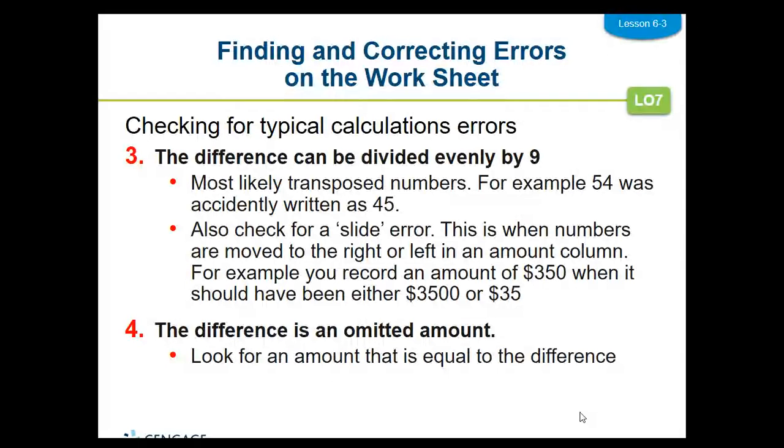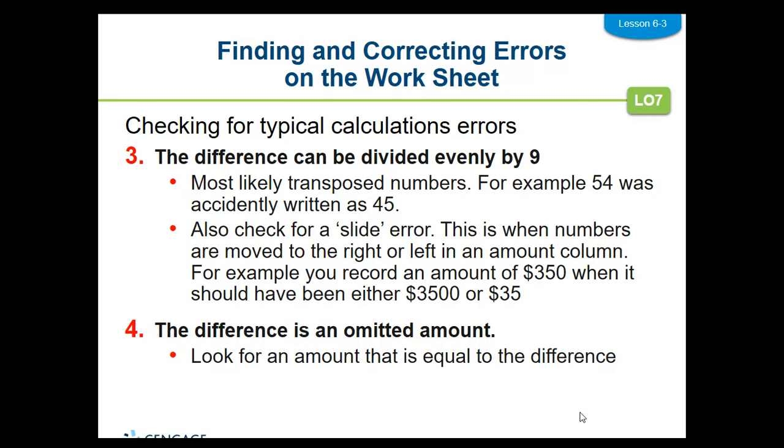The third typical error is when the difference can be divided by 9. And so when I say the difference, I mean when you have two columns, a debit column and a credit column that are supposed to equal, and they don't. This is the errors we're looking for. So if it can be divided by 9, it's probably transposed numbers, meaning that it was supposed to be like 54 and you wrote it as 45, or it was supposed to be 92 and you wrote it as 29.